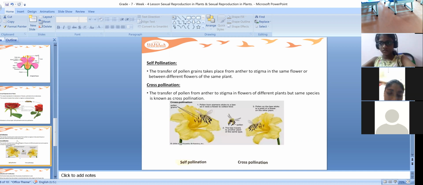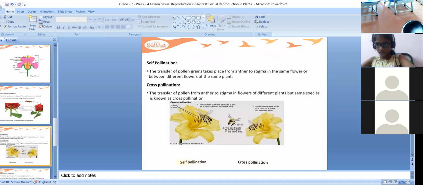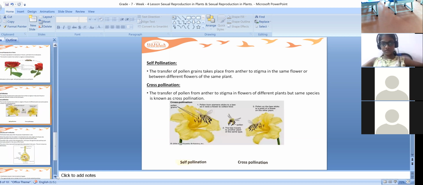Now coming to cross pollination. Cross pollination is the transfer of pollen from anther to stigma in flowers of different plants, but of the same species. Here, the mediator is a honeybee. You can see a honeybee carries the pollen grains from one flower to another flower. The other flower might be at any distance. Here, the bee is helping the pollen grain of one flower to go and settle down to carry out cross pollination. Is it clear, children?